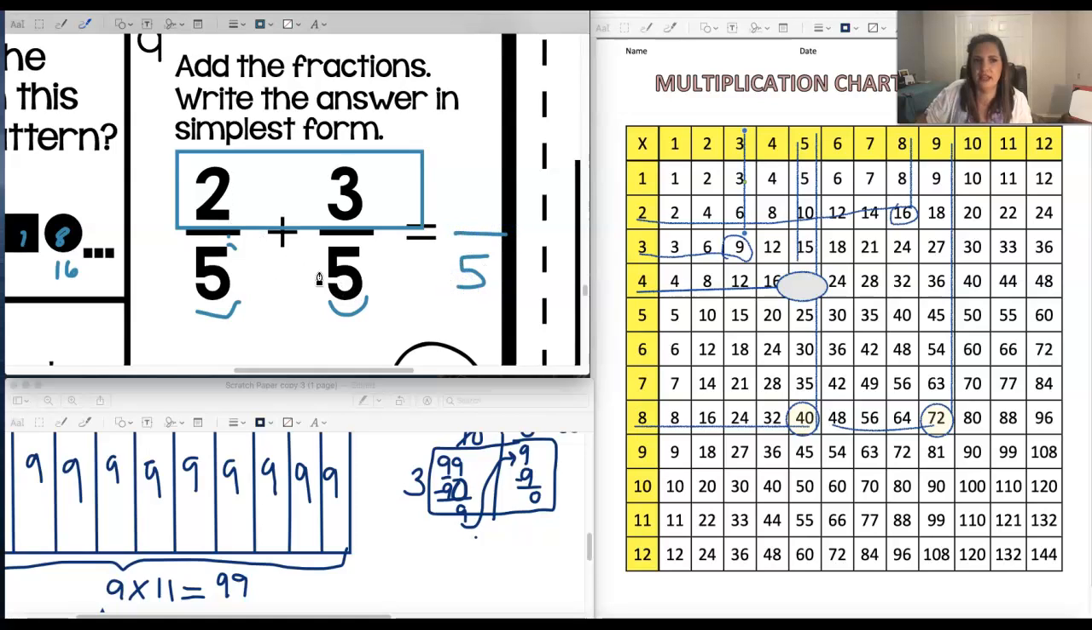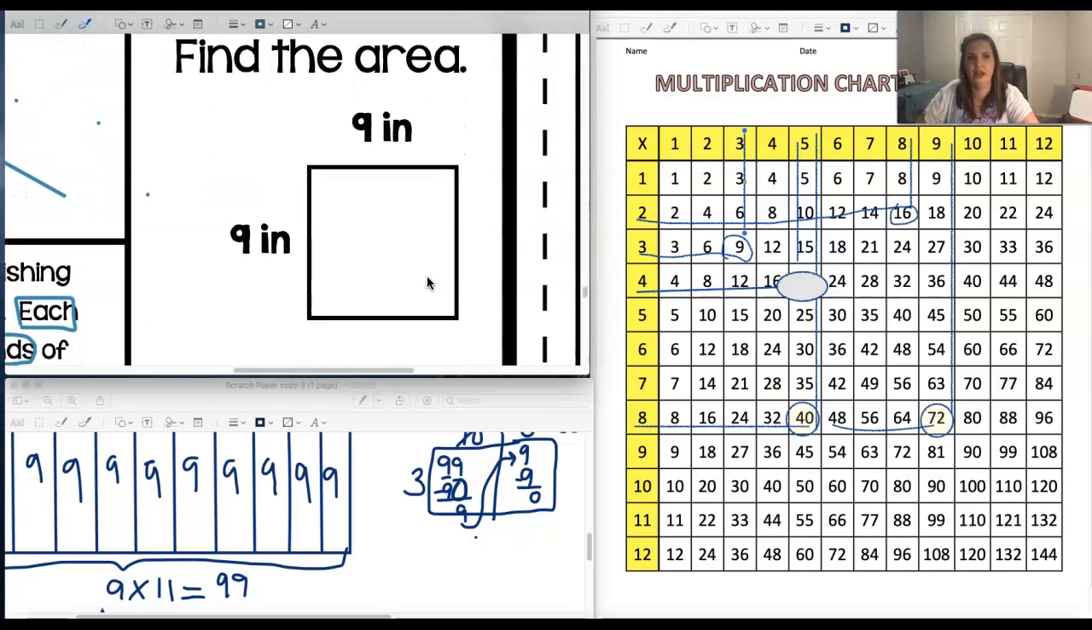So go ahead and write it in. And then you just have to add the top numerators. 2 plus 3 equals 5. 5 fifths. 2 fifths plus 3 fifths equals 5 fifths. If I have 5 fifths, the same number on the top and on the bottom, I can also write it as 1 whole.